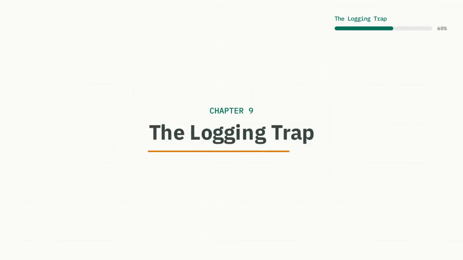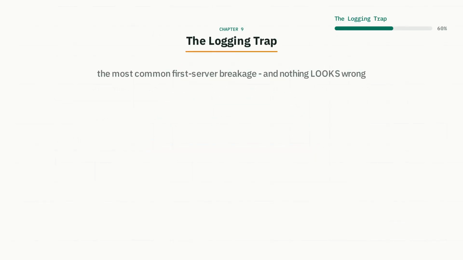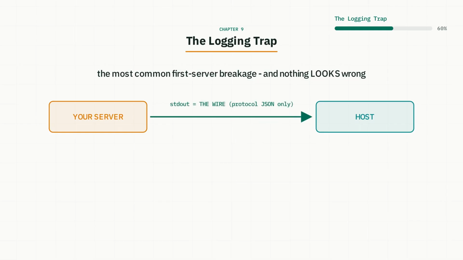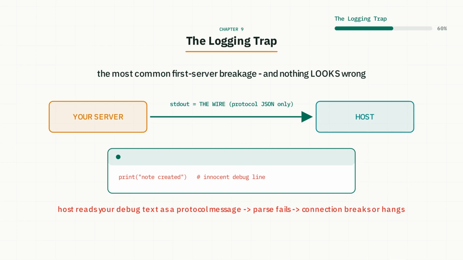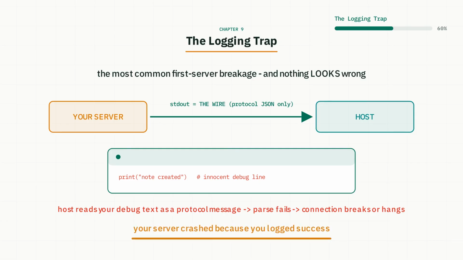Chapter 9, the logging trap, the single most common first server breakage, and it's brutal because nothing looks wrong. Here's the mechanism. On standard I/O transport, standard output is the wire. Every byte your process writes to stdout is supposed to be protocol JSON. Now add one innocent print statement for debugging, "note created." That print goes to stdout. The host reads your debug text as a protocol message, fails to parse it, and the connection breaks or hangs. Your server crashed because you logged success.